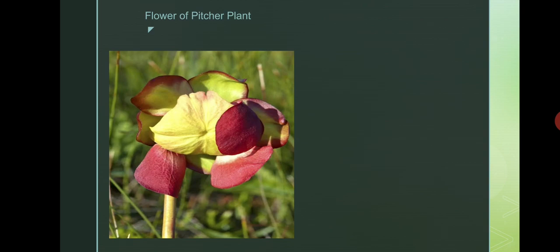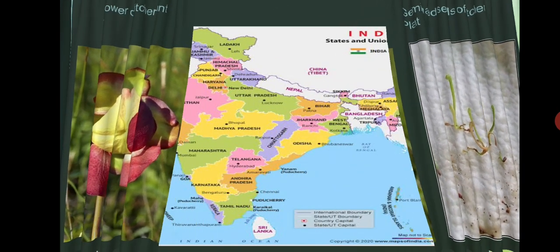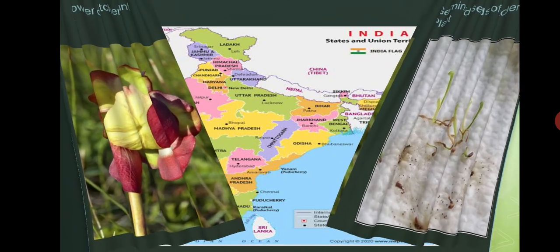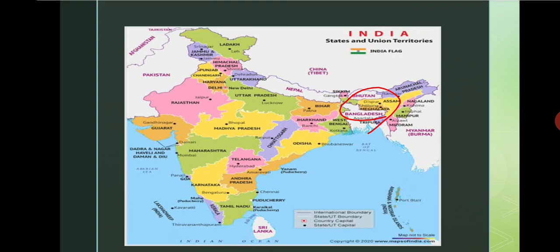Now students, look, this is the flower of a pitcher plant and these are the pictures of germinated seeds of the pitcher plant. Now students, observe the location of Meghalaya in the map of India. Look, this is the location of Meghalaya. Meghalaya is the northeastern state of India.